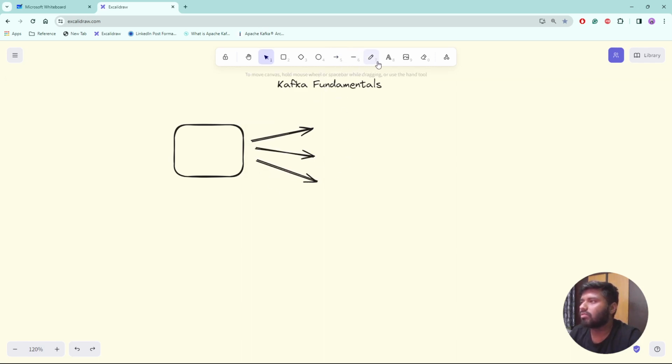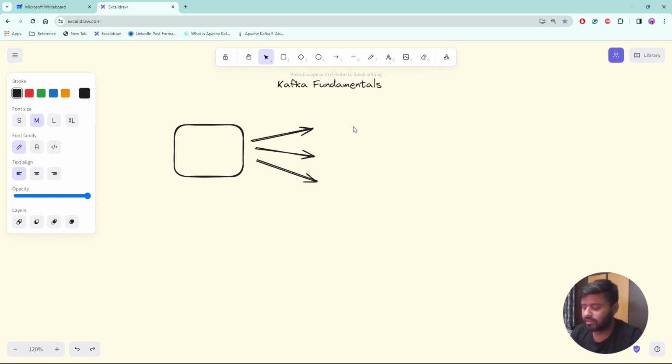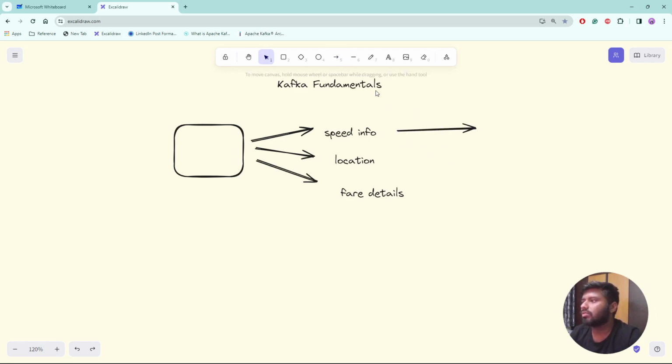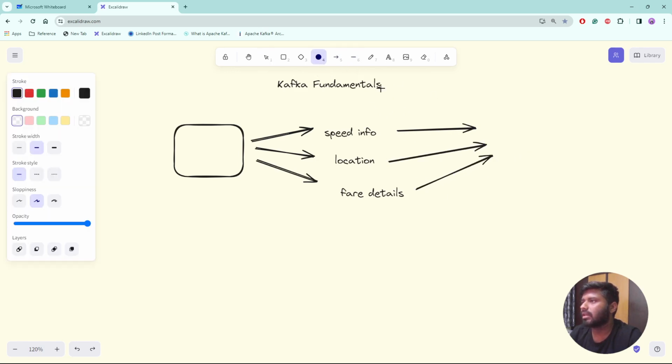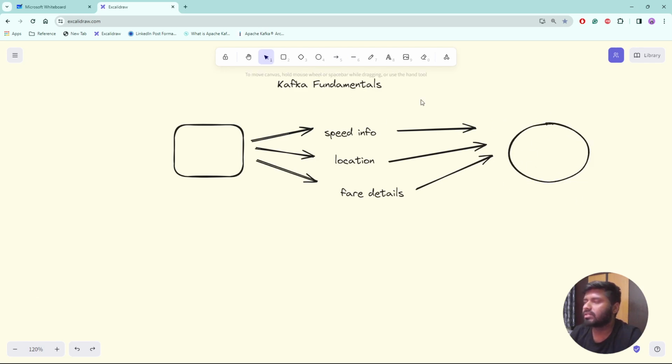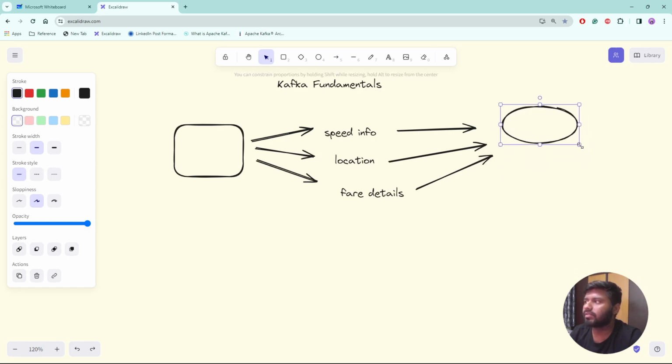I'm just writing quickly. Probably this is the speed info, this is some information, maybe the location, and also maybe the fare details. Ultimately our goal is that this information has to get into the server, or let's say not a server but maybe some other services.